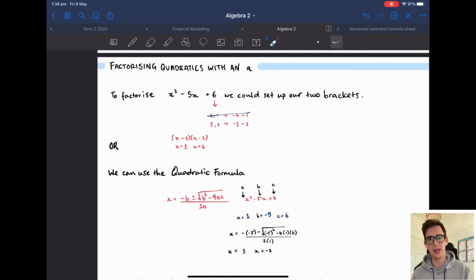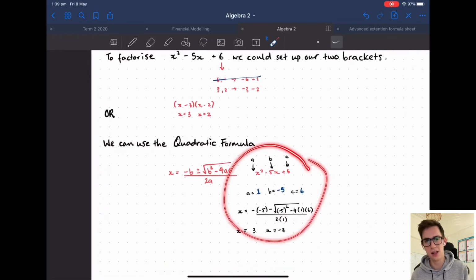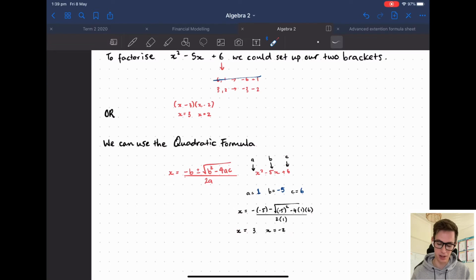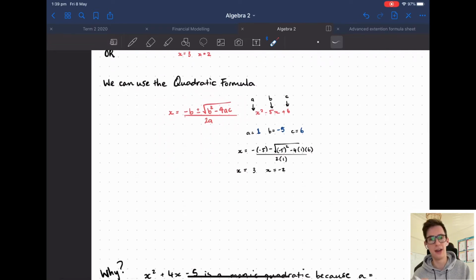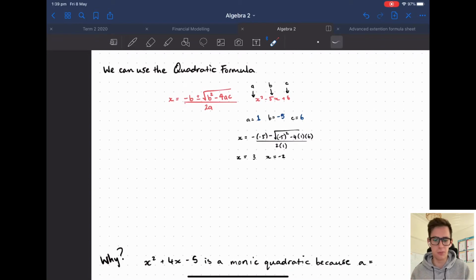So factorizing, we need to know how to do it, but generally you can get away with the quadratic formula. So I would learn both. And by learning, you've got that on your reference sheet anyway. If you're working without a reference sheet, either write it down in your book or just Google it. It's the most popular formula in the world.